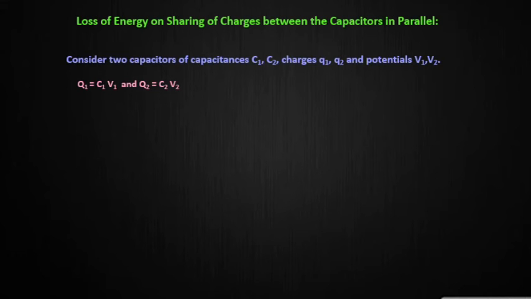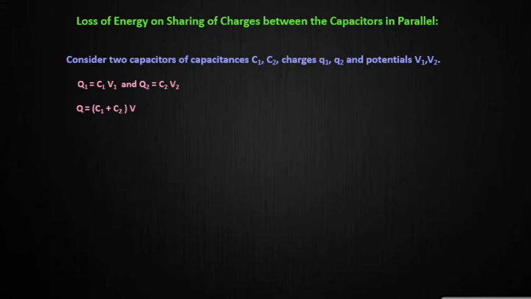When these two capacitors are connected in parallel, since there is a potential difference between the plates, charge will flow from the capacitor of high potential difference to that of low potential difference. The flow of charge will continue until the potential difference of both capacitors becomes equal. This potential difference is known as common potential and represented as V. So, after connecting these two capacitors, the total capacitance of this system becomes C1 plus C2 and the common potential is V. Then the total charge Q becomes C1 plus C2 into V.